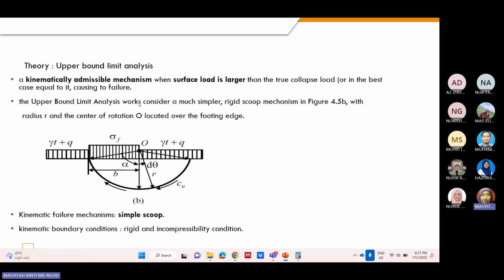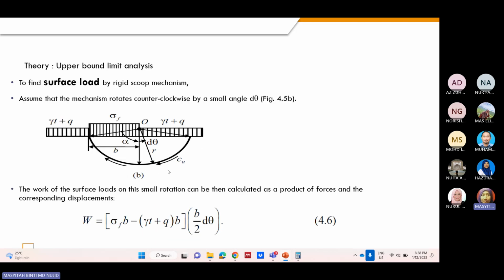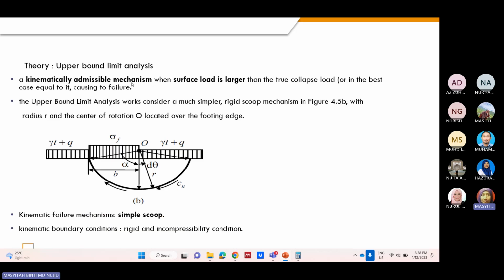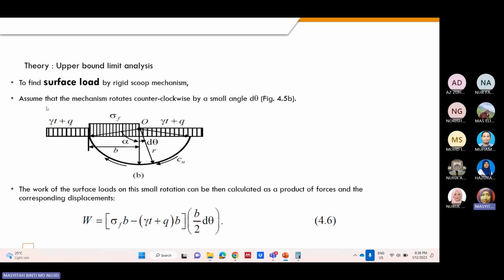And the upper bound limit analysis works considered much simpler, as can be seen in figure 4.5b, with the radius r and the center of rotation O located over the footing edge. So this is what they say. Kalau you buat perbandingan the first Prandtl failure mechanism and then juga simple scoop failure mechanism, this is more applicable lah, because dia ada some surface load acting on the soil.